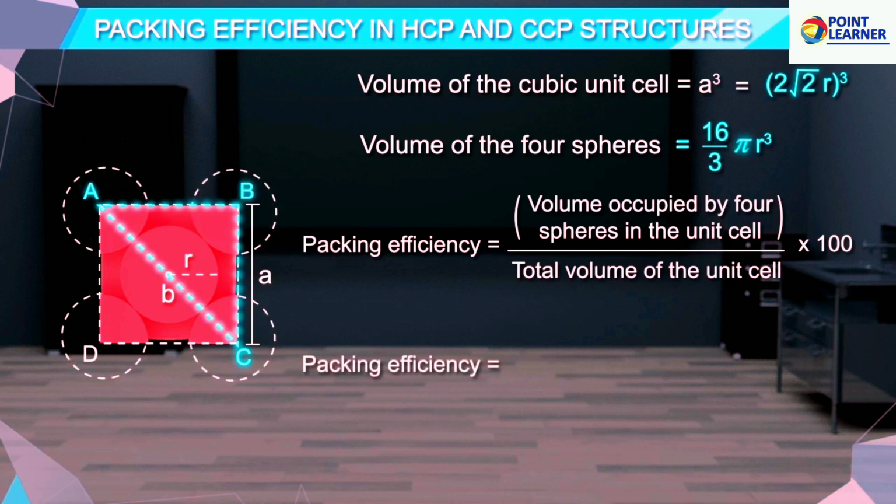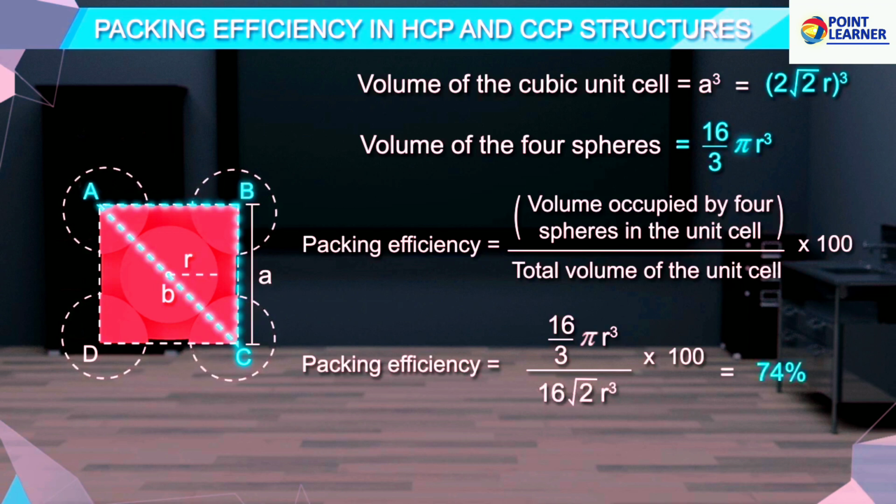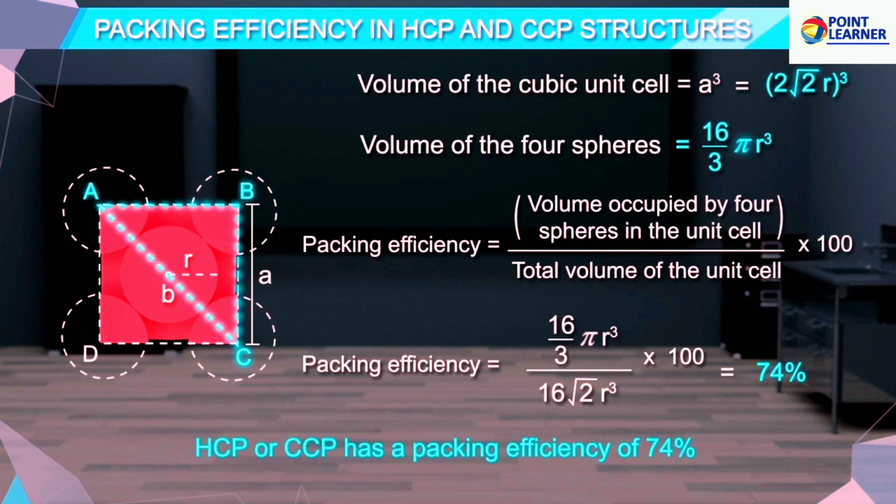Packing efficiency is equal to 16 by 3 pi r cube into 100 by (2 square root of 2 r) raised to whole cube percentage. Packing efficiency is equal to 16 by 3 pi r cube into 100 by 16 square root of 2 r cube, which is equal to 74%. HCP or CCP has a packing efficiency of 74%.